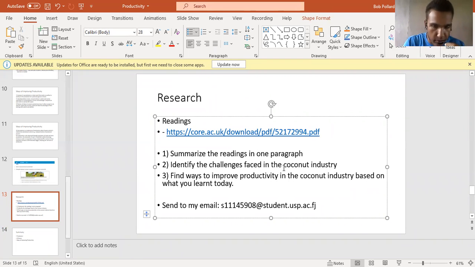So think about Solomon Islands, don't think that far. They really should help you. So when you're done with that, just send it to my email, note it down here.